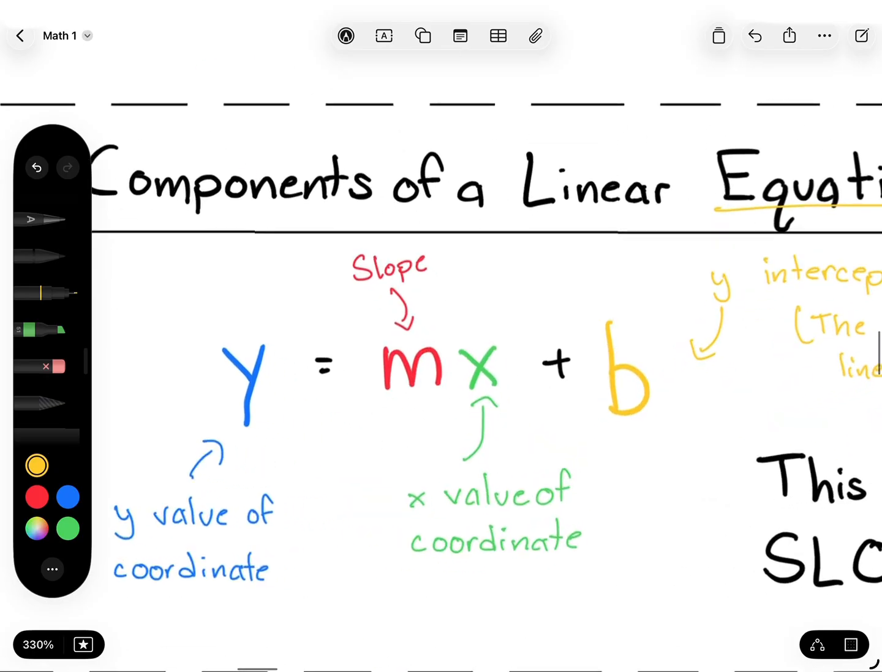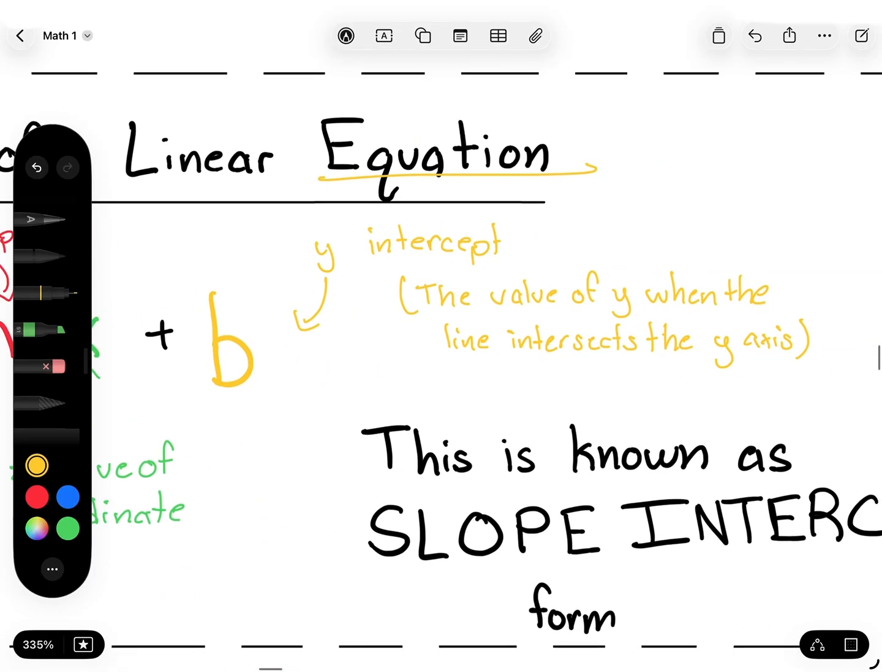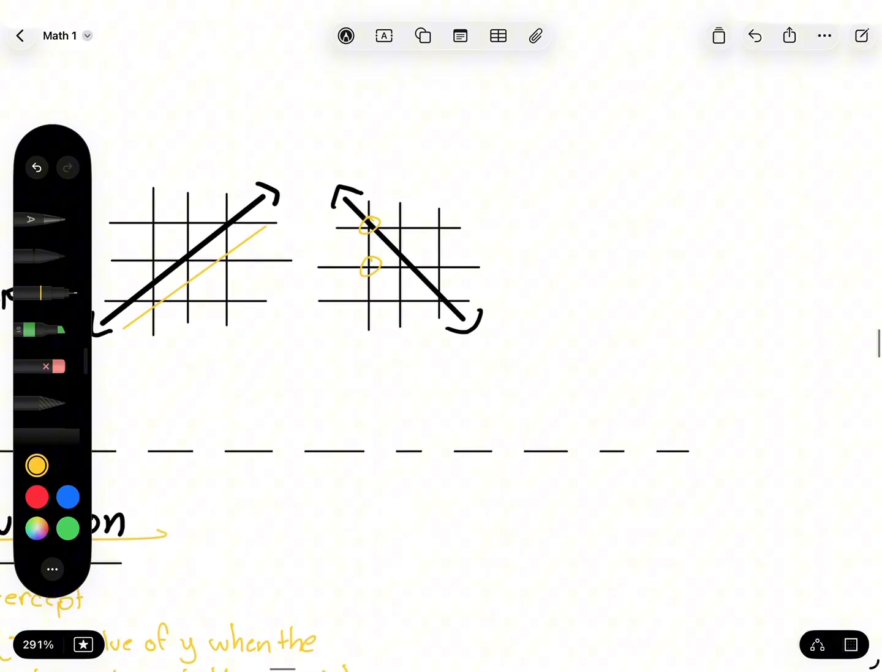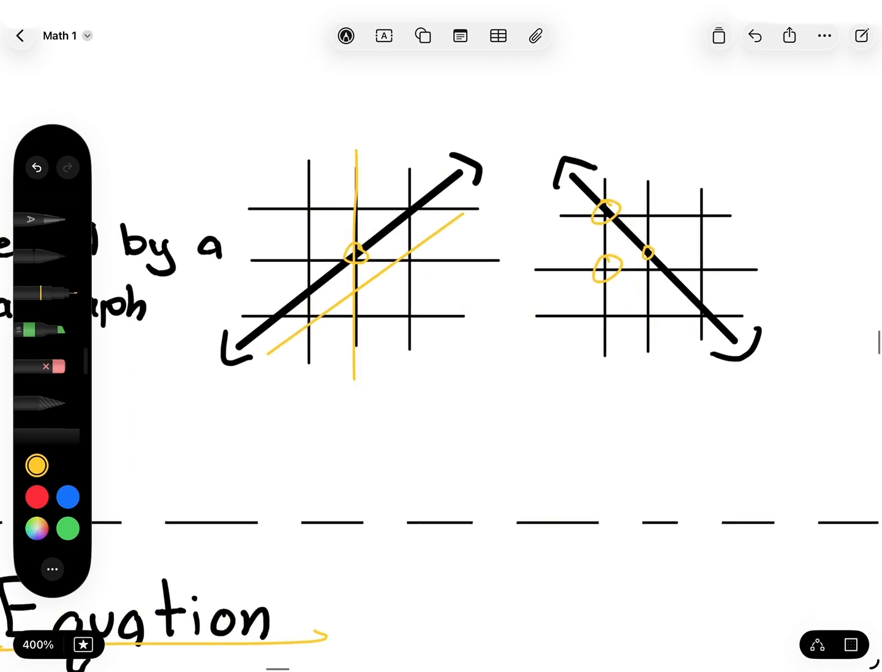So the equation that is most common is going to be y equals mx plus b. Y is the y value of a coordinate, m is your slope, x is your x value of the same coordinate, and b is your y-intercept. And a y-intercept is the value of y when the line intersects the y-axis, also when x equals 0. So for example, for this one, your y-intercept is right here, and for this one, your y-intercept would be right here, assuming that this is the origin right here.